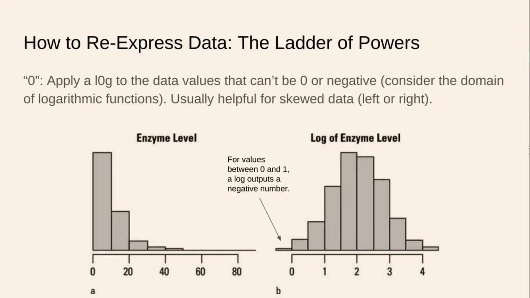Next up is 0, and that stands for the logarithm, interestingly enough. Logs are useful for transforming data when the y values cannot be 0 or negative, and is usually helpful for skewed data that is left or right. Logs have the awesome property of making big numbers small and really big numbers almost as small.